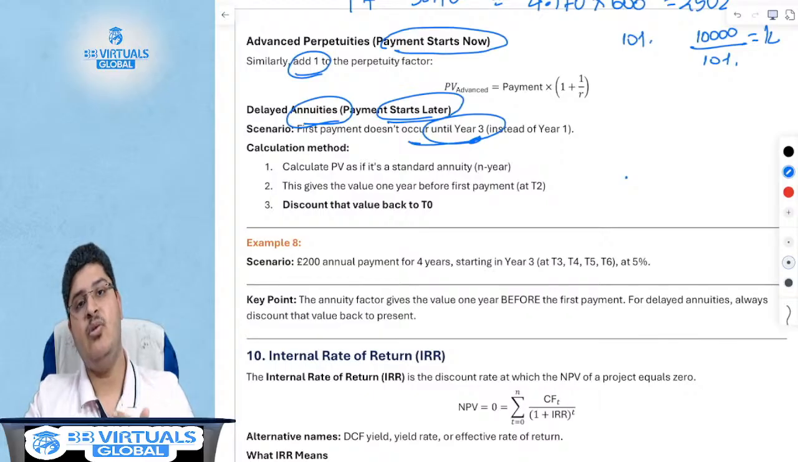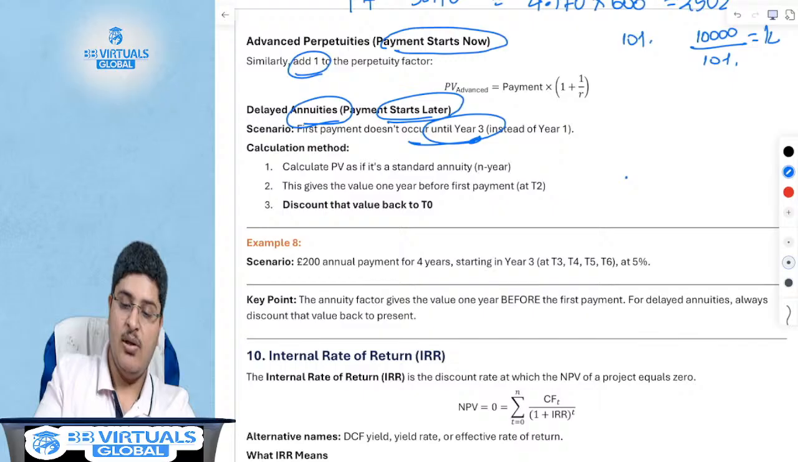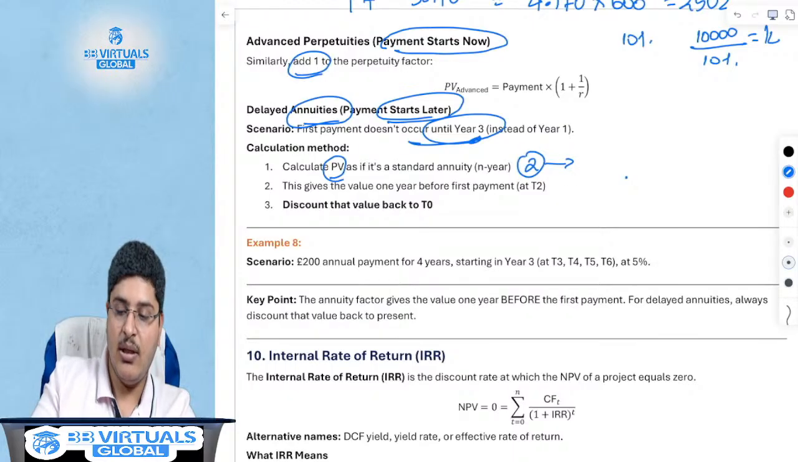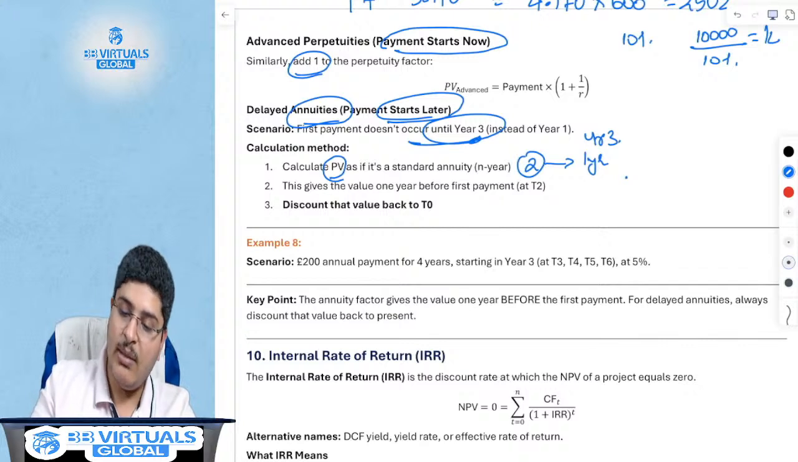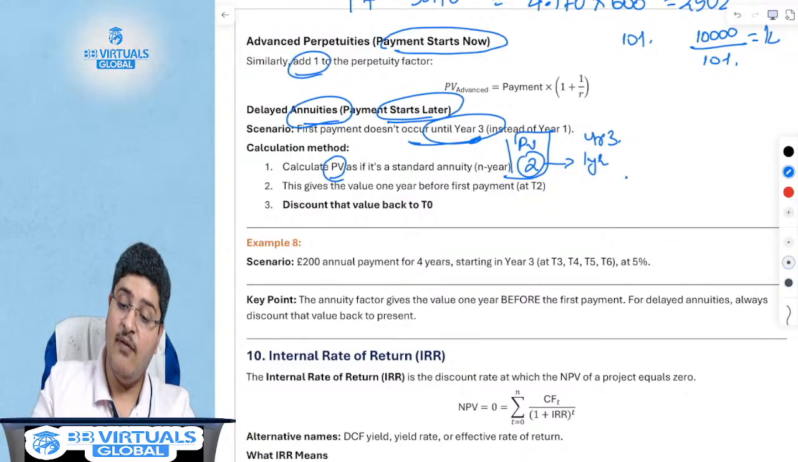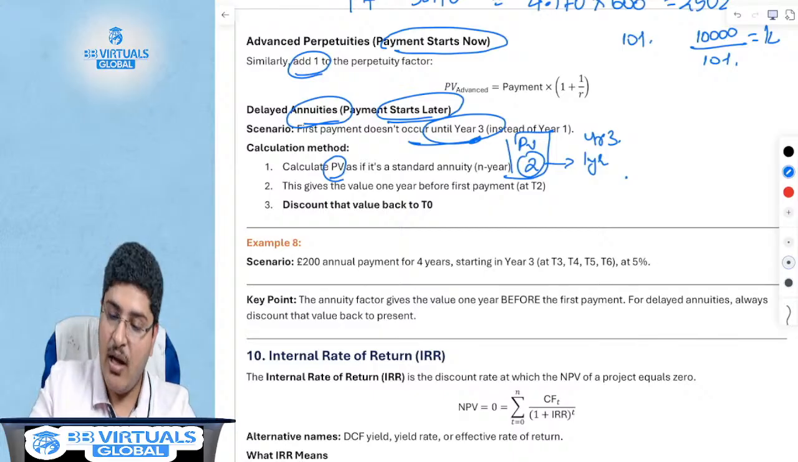Simply, I will do the calculation at year 3, assuming year 3 is the present value. So calculate present value at year 2, because year 3 is 1 year from year 2. You calculate present value as of year 2, which gives you the value as of year 2. Now you discount this value to year 0.